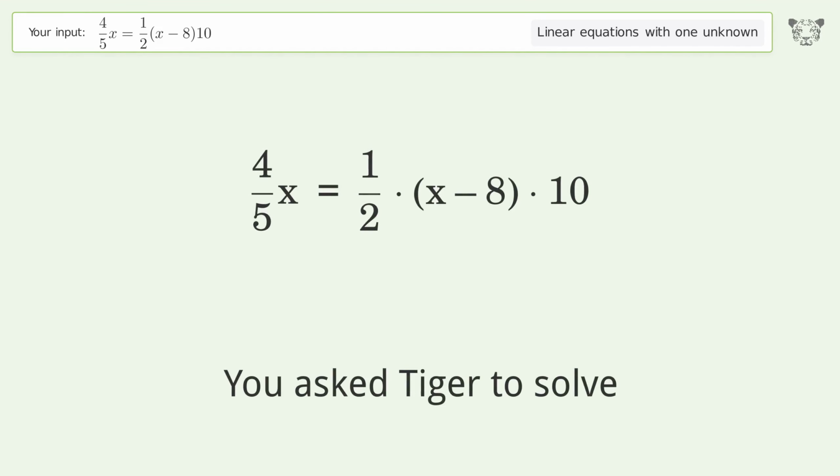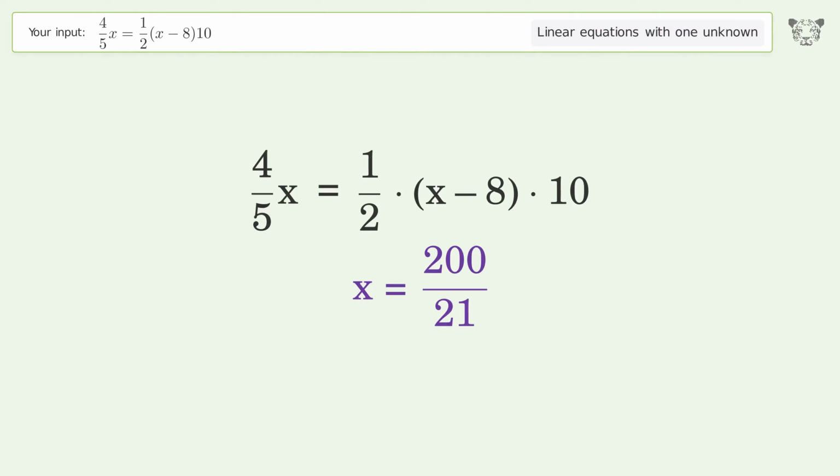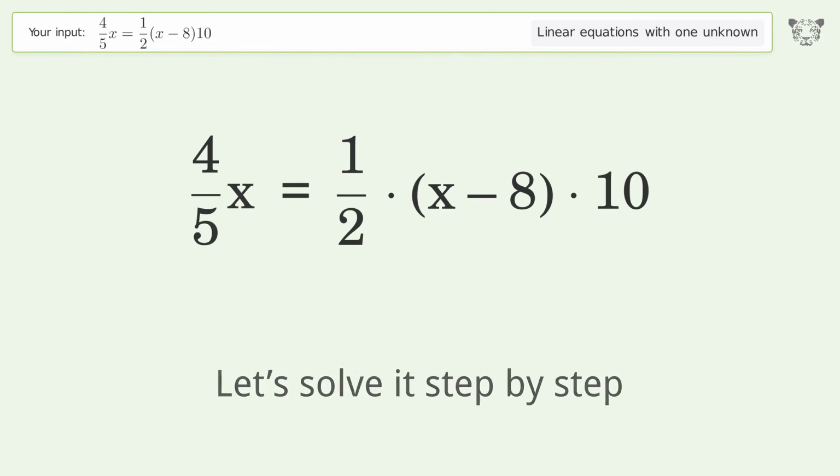You ask Tiger to solve. This deals with linear equations with one unknown. The final result is x equals 200/21. Let's solve it step by step.